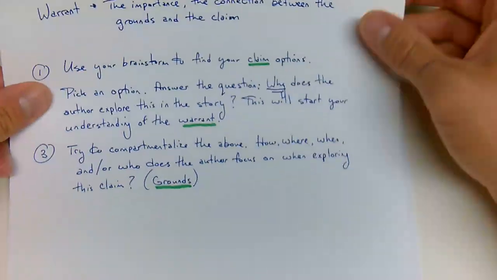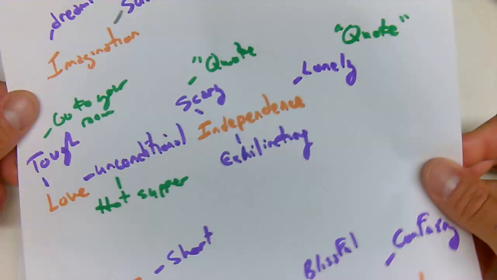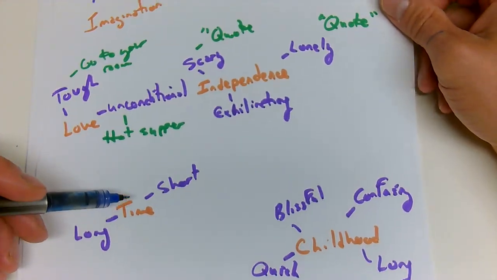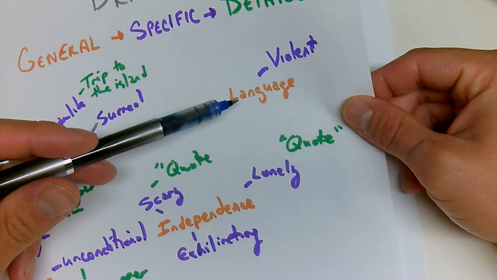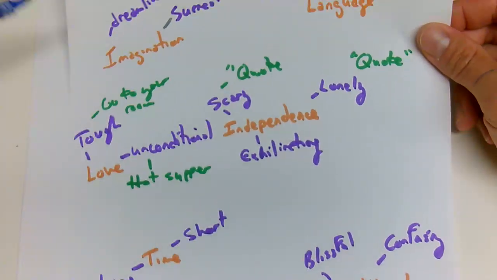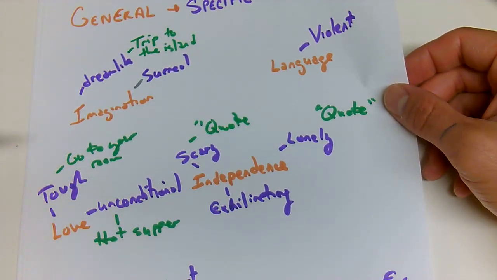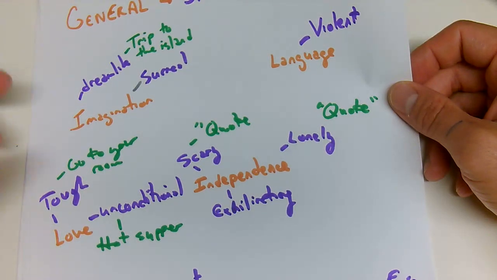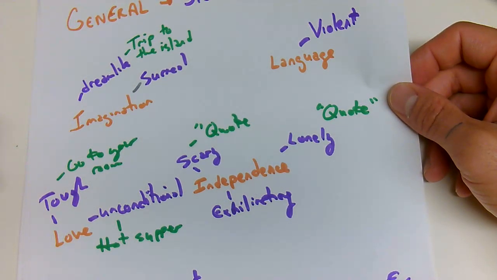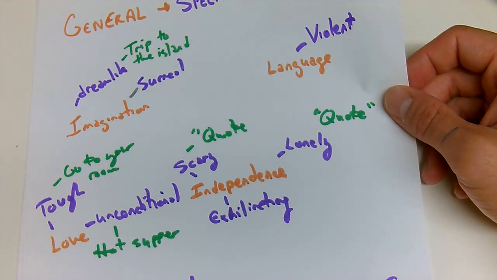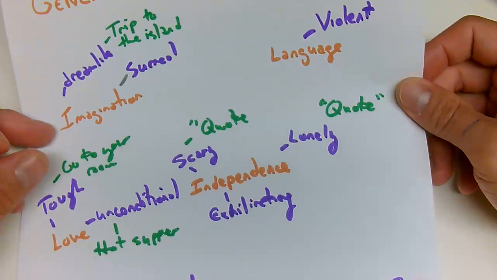I'm going to go back to my brainstorm and I'm going to focus on time, language, and love. And why am I picking those? Because these are the ones that I'm most comfortable with in the story. Don't pick something that you don't really have an interest in or something that you're uncomfortable with, because it's not going to help you write about it. So let's start with time.